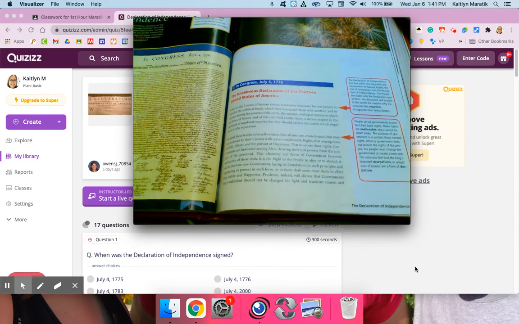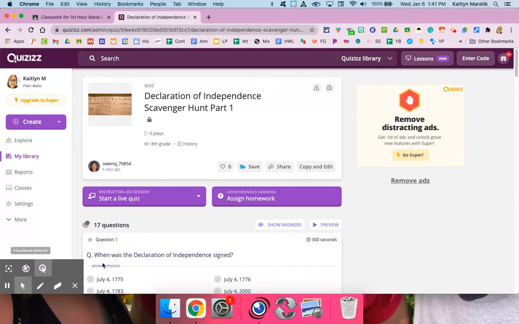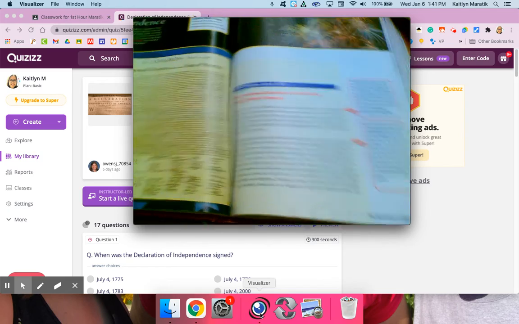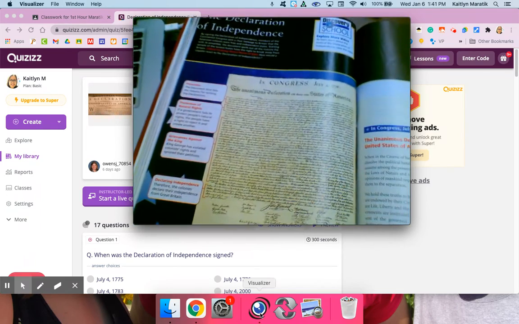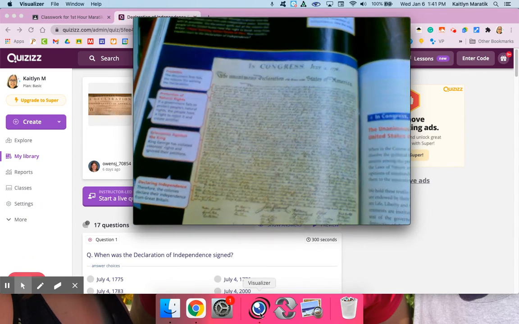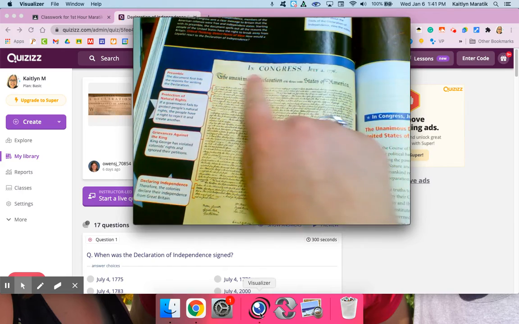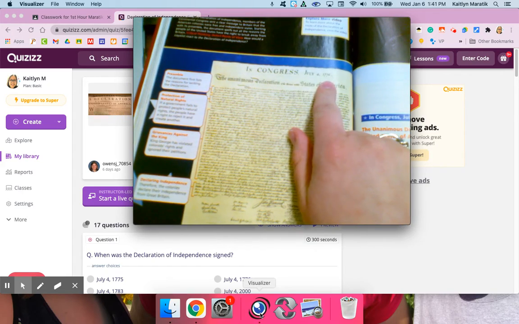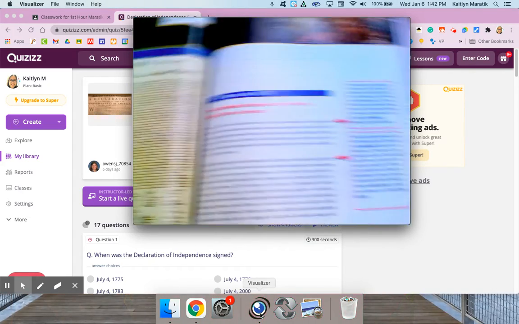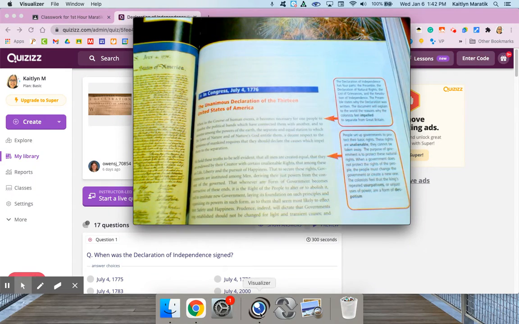So without much further ado, let's do a few together just to get us started. The first thing: when was the Declaration of Independence signed? If I look here, I can look at either one and get this. I know, it's exciting, but it's the really big words. So when was it signed? July 4th, 1776. It's also up over here.